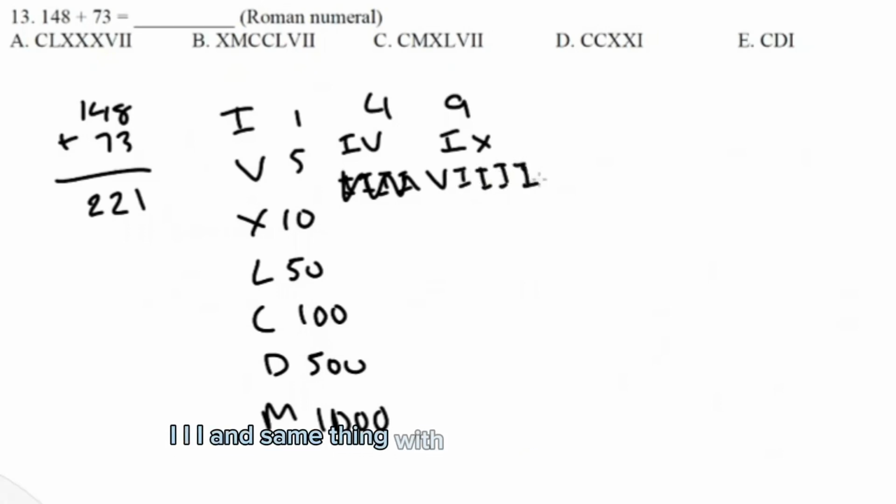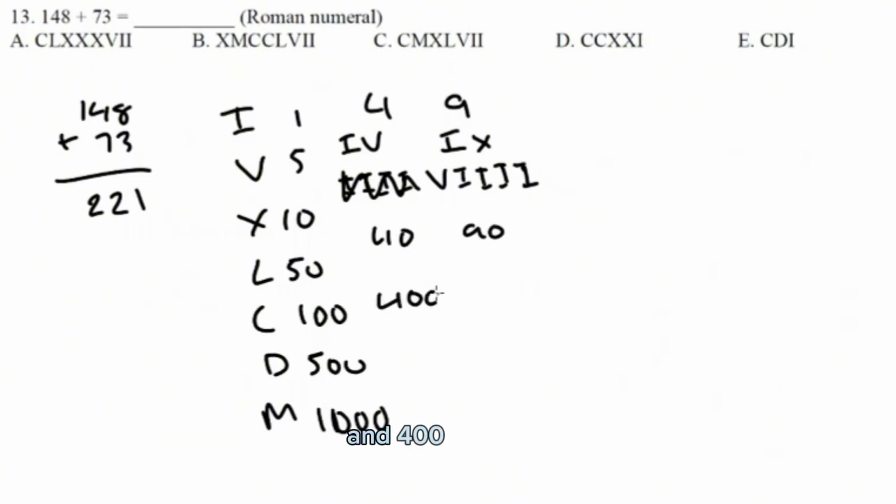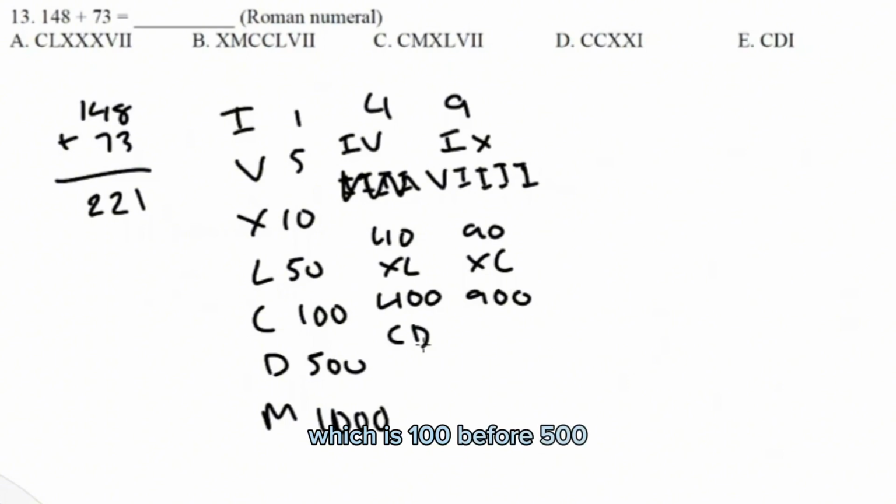And same thing with numbers like 40 and 90 and 400 and 900, where in this case 40 would be XL, which is 10 before 50, 90 would be XC, which is 10 before 100, 400 would be CD, which is 100 before 500, and 900 would be CM, which is 100 before 1000. Alright, now that we know these rules for Roman numerals, we can solve this problem.